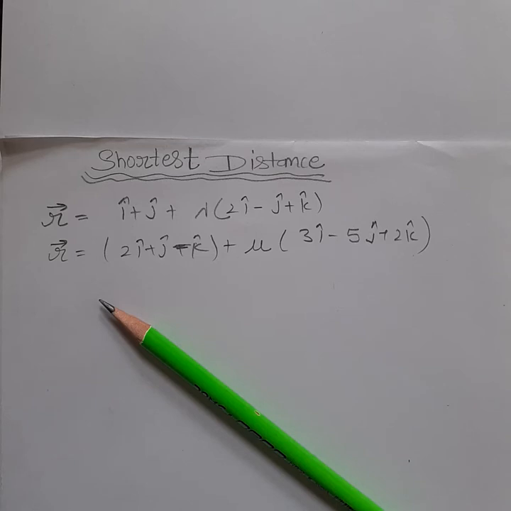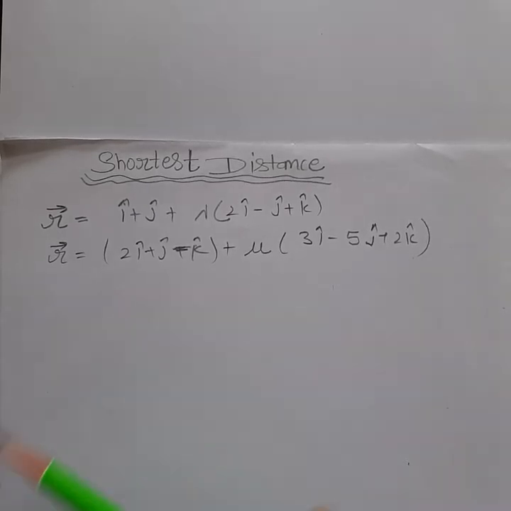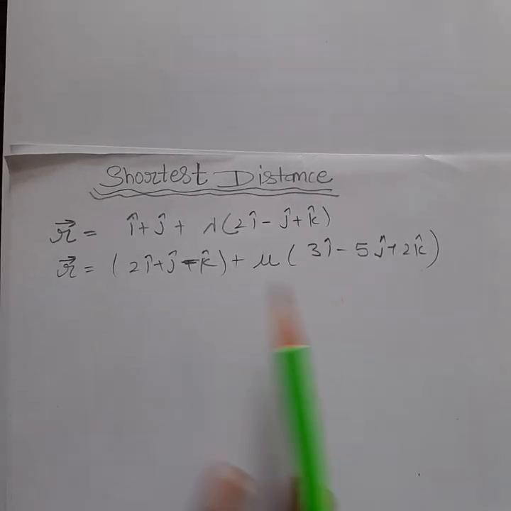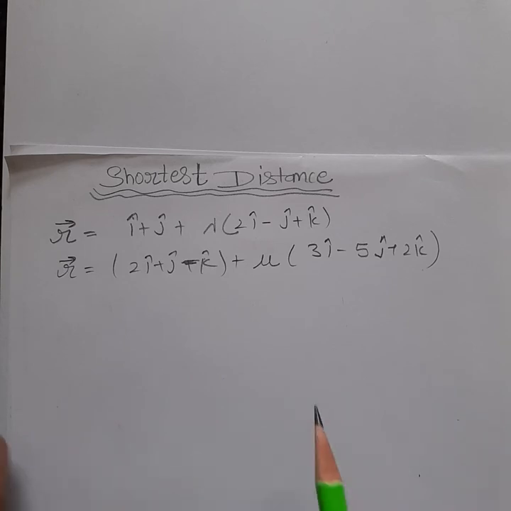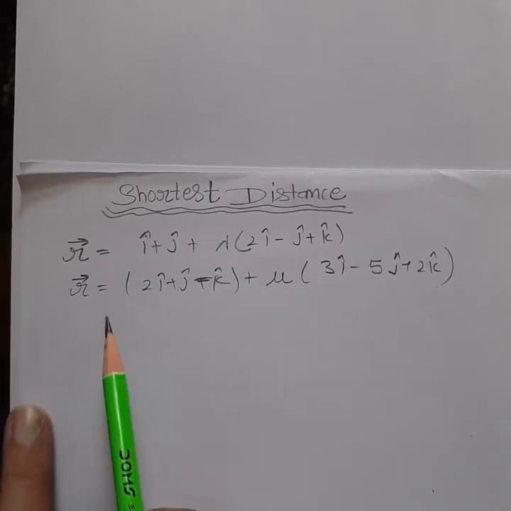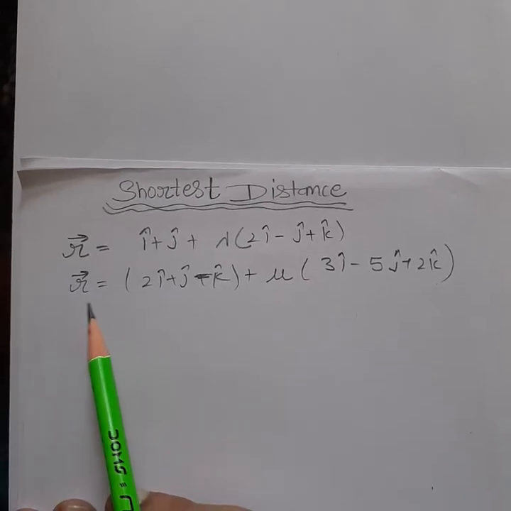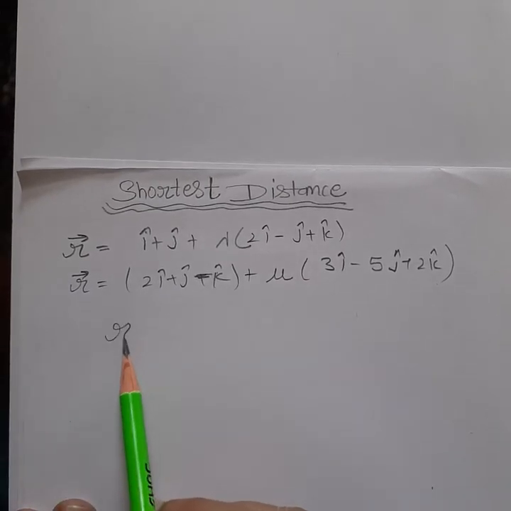Today I will teach you the topic of shortest distance between the two lines in 3D chapter. Okay, so first of all we have the equation of line in vector form. To find the shortest distance, first of all we have to write these two equations in the vector form.